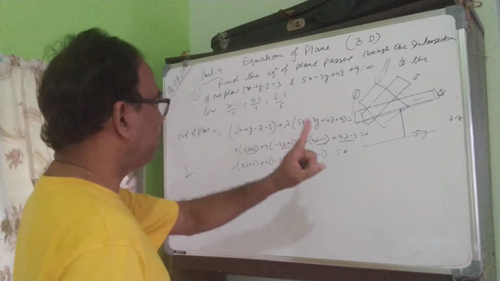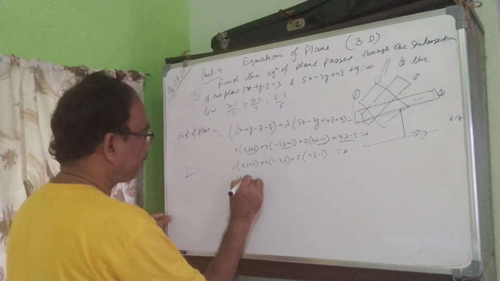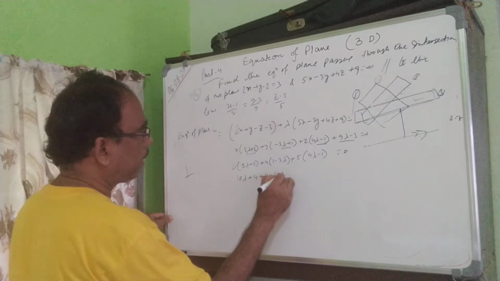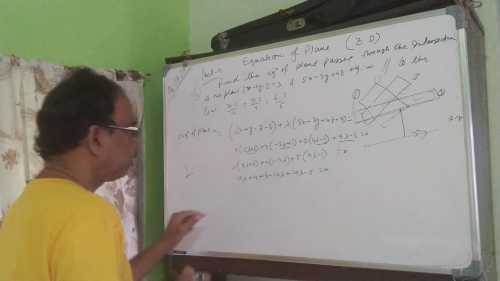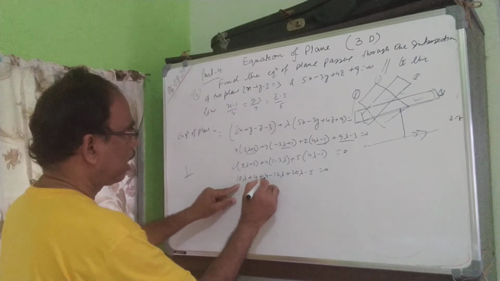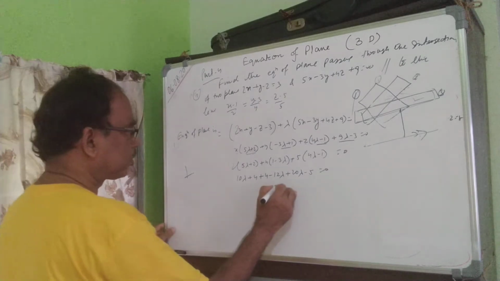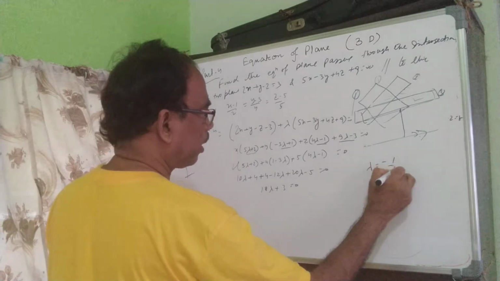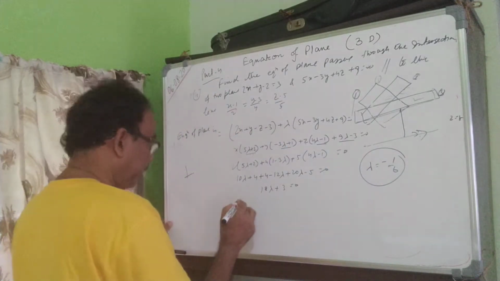From this we get the value of λ and put it into the equation of the plane. That is 10λ + 4 - 12λ + 20λ - 5 equals 0, so 18λ - 3 equals 0, then λ equals 1/6. Put the value of λ here and we will get the equation of the plane.